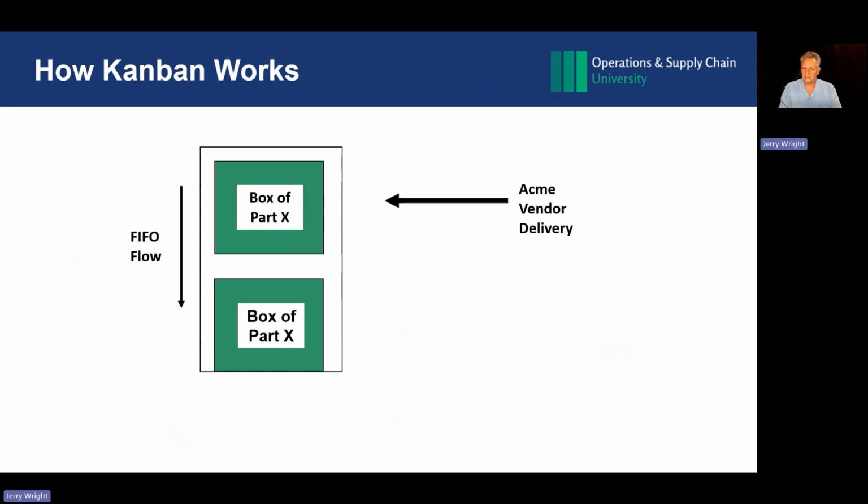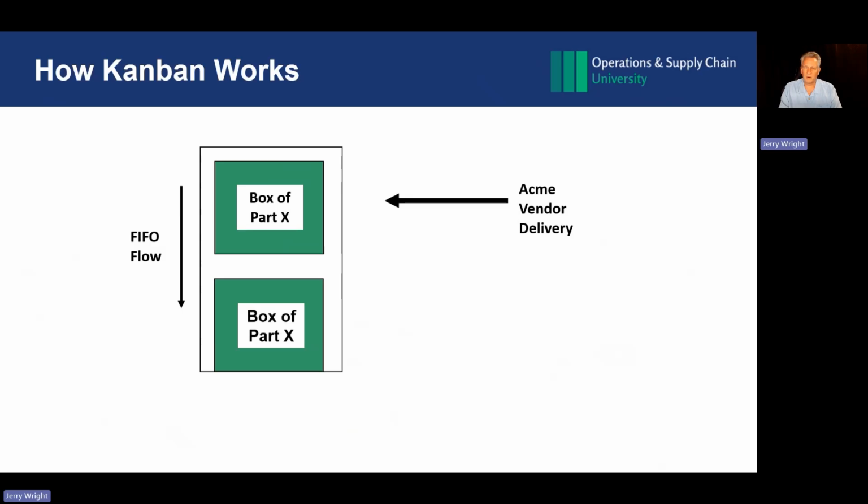If for some reason part X is not being consumed, you have two boxes sitting there, that is your entire inventory commitment. You have to set up something very much like this for every single part you have to keep the material replenished. Now, often people resort to what's called material requirements planning, or MRP.